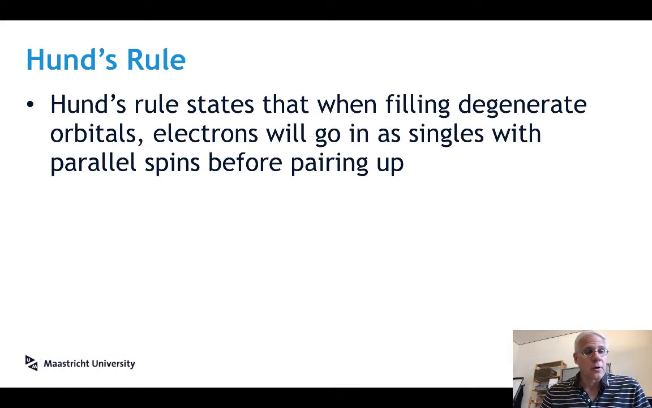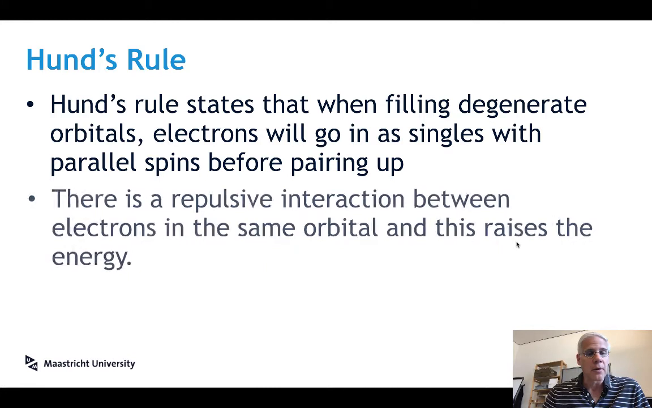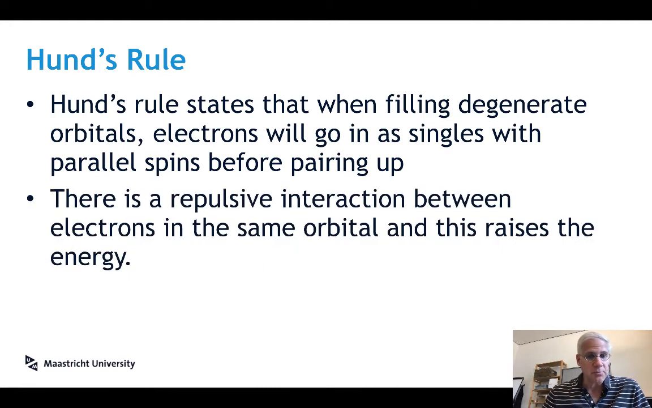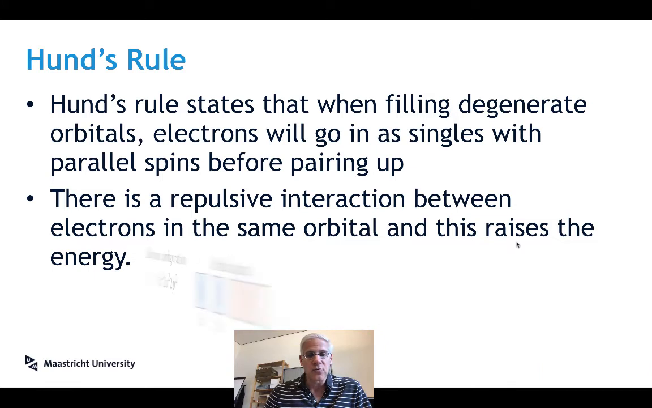So we've said that those electrons from the hydrogen and the helium go into that 1s first. And one of the things that tells us how those electrons are going to fill is Hund's rule. Hund's rule states that when you're filling orbitals that have the same energy, electrons will go in as singles with parallel spins before they start to pair up. And the reason for this is that there's a repulsive interaction between electrons within the same orbital, and that raises the energy a little bit. Okay, so let's see how this works.